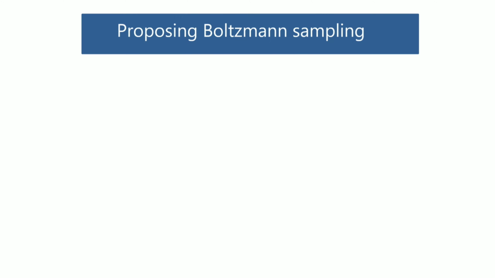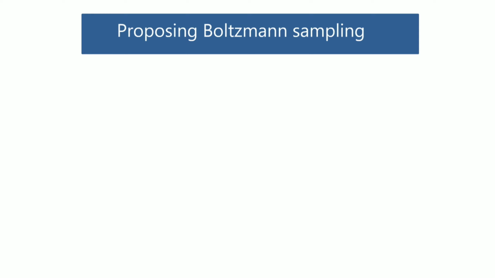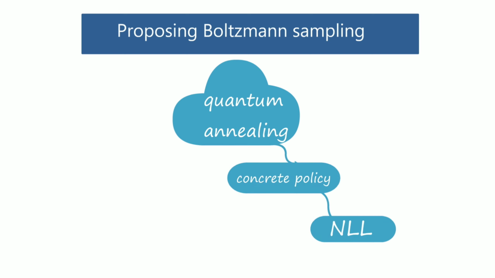Proposing Boltzmann sampling. As a result of actually performing the above problem on an actual D-Wave machine, we will discuss the following. It is an application of quantum annealing to training of deep neural networks. This shows a concrete policy of using a quantum annealer as a Boltzmann sampling machine to estimate the NLL described above, and training is actually performed on an actual machine.